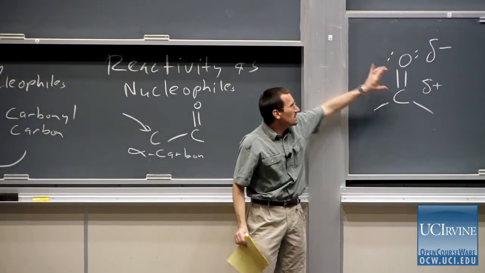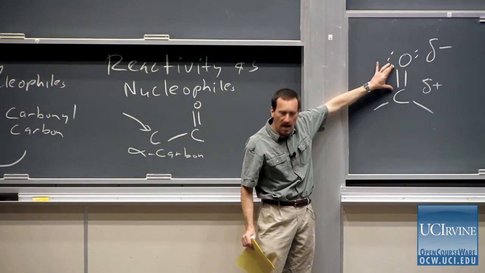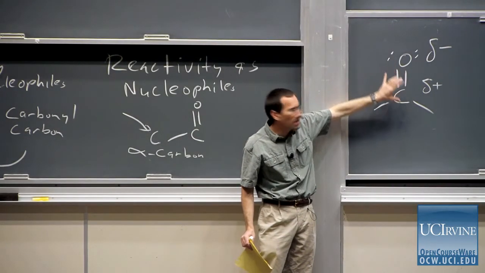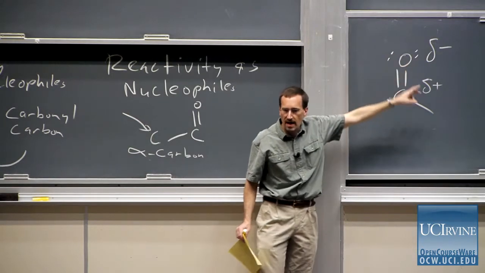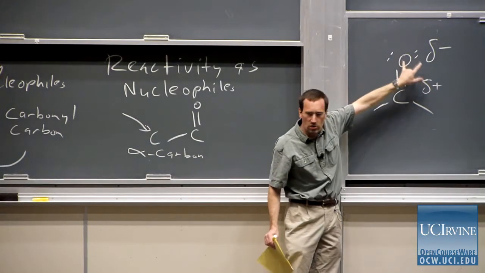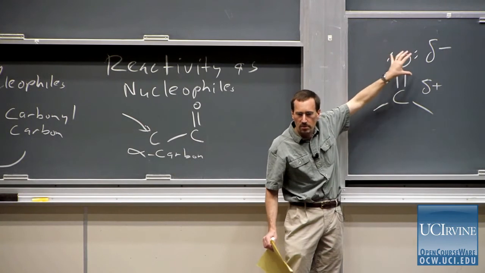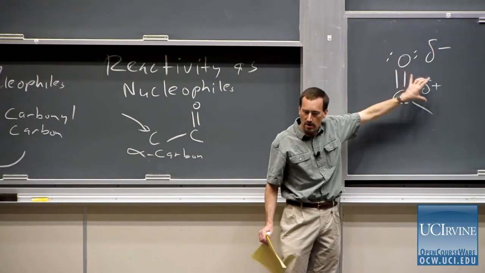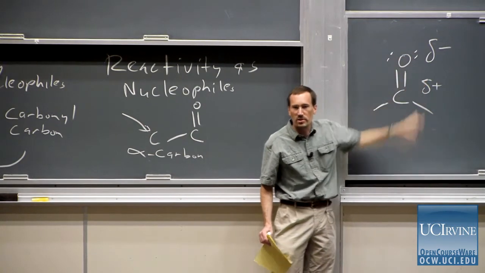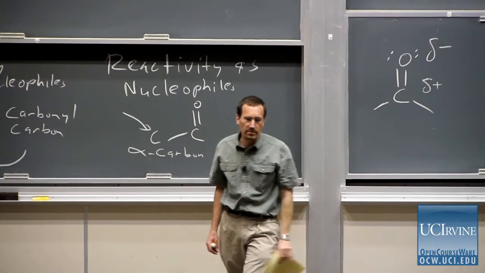In other words, since the electrons, while spending time between oxygen and carbon, spend a little more time at oxygen, we shift our charge over to oxygen. There's a partial negative charge. Our carbon is a little bit deficient in charge. There's a partial positive charge.